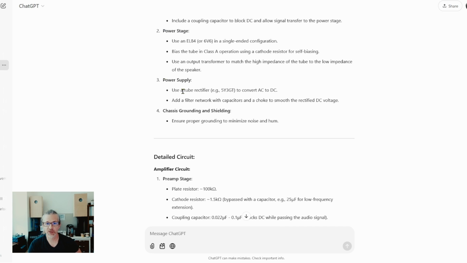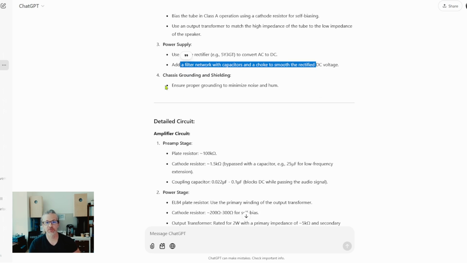And then power supply. Use a tube rectifier to convert AC to DC. That's great. Add filter network with capacitors and a choke to smooth the rectified DC voltage. Perfect. So that's so far so good. 4. Chassis grounding and shielding. Ensure proper grounding to minimize noise and hum. Perfect. That's also very important.